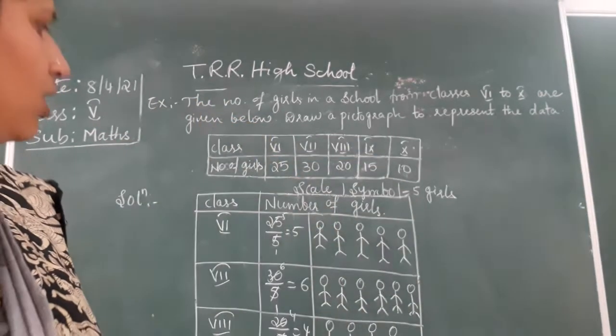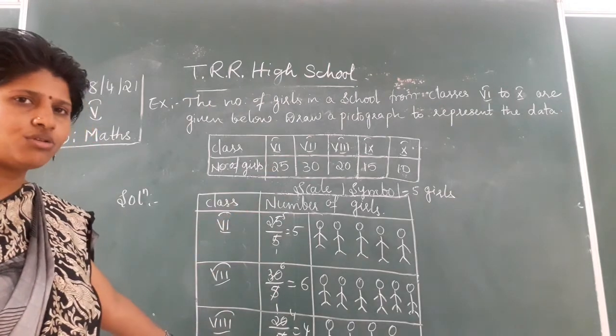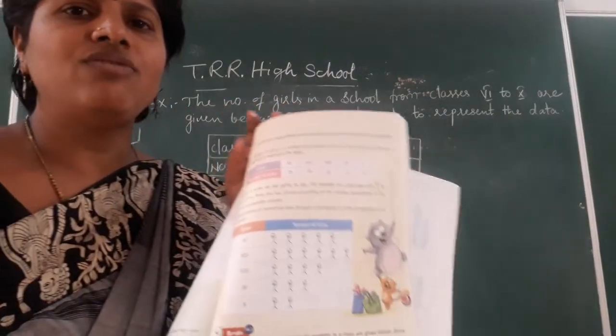So continue this. Draw the 2 more for 9th and 10th also. You draw the pictograph and do the Brain Booster 1 exercise first question.